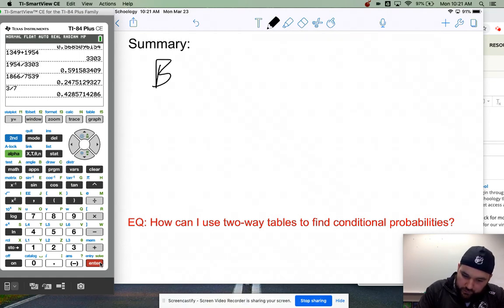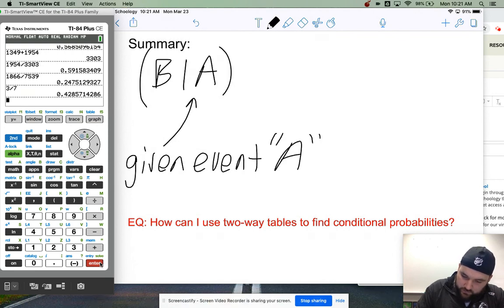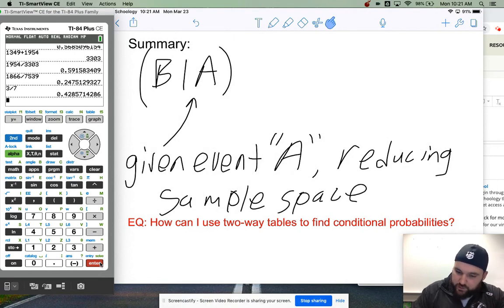Again, really, what I want to get at here is that this means given event A, and this is reducing your sample space. And we'll leave it there for now. And the next video will wrap up 11.4.